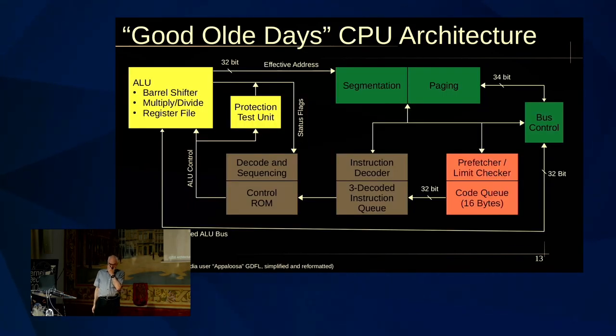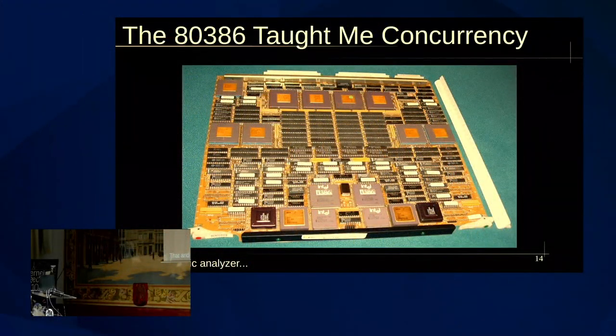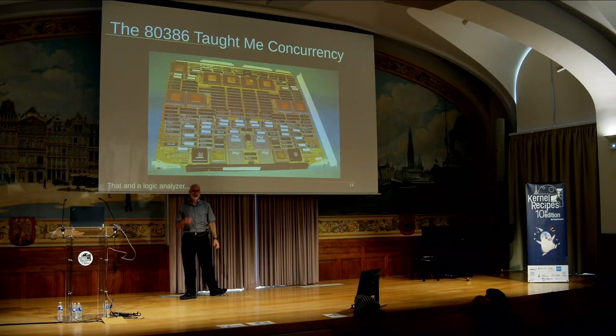The first concurrent system I used had an 80386, and this is a block diagram of an 80386. And there's not that many boxes there. It's fairly simple. It's got an instruction queue, a little bit of queuing, but not much. I've got the CPU board still, and so these guys right here, the Intel 386s, second from the bottom, those are the CPUs. This is a dual CPU board.